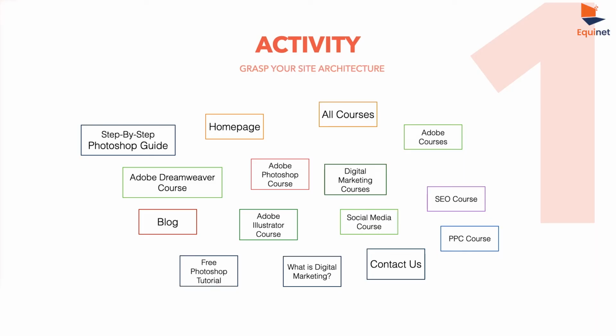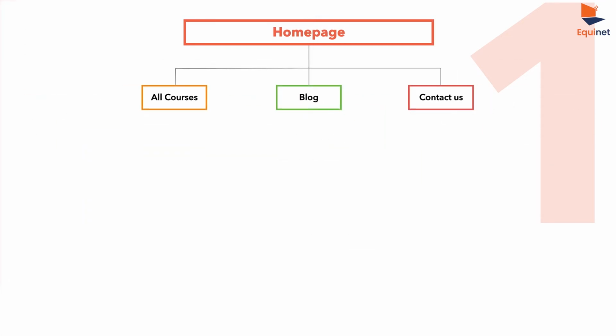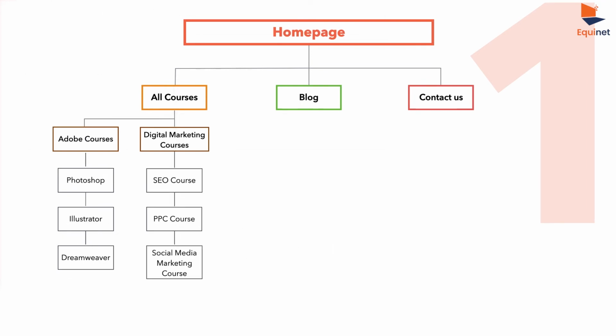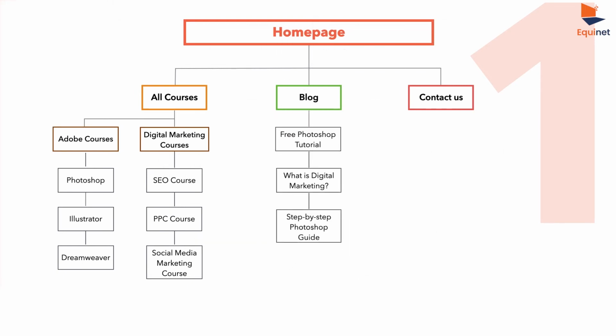Now, let's take a look at the flat site architecture for an IT training company, Novasoft Academy. At the top of the menu, we have the home page. The next level of pages will be all courses, blog, and contact us. Under all courses, you will have Adobe courses and digital marketing courses. All the different Adobe courses will fall under Adobe courses. SEO course and PPC course will fall under digital marketing courses, and the rest will fall under blog.